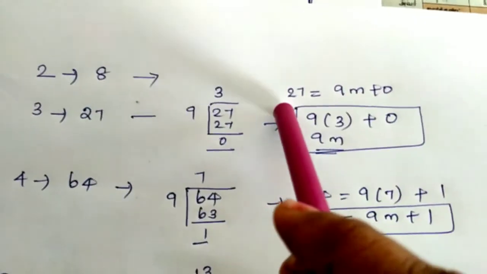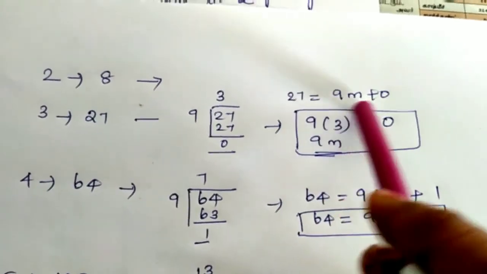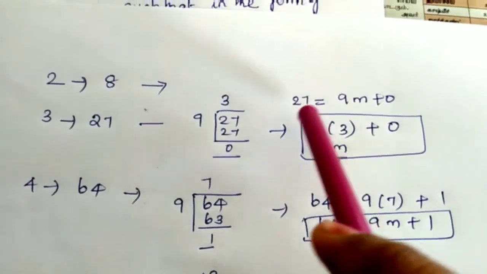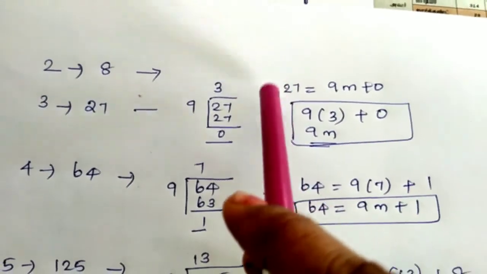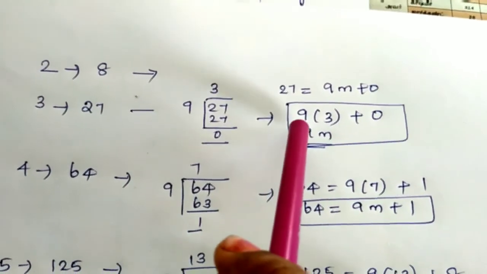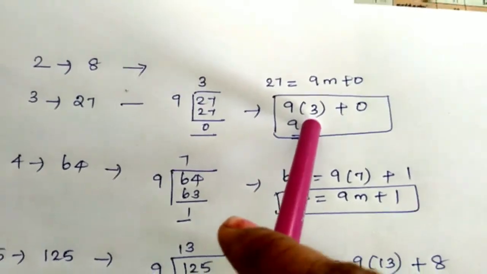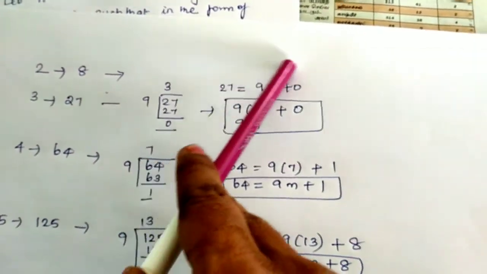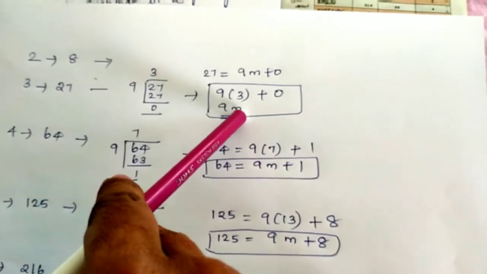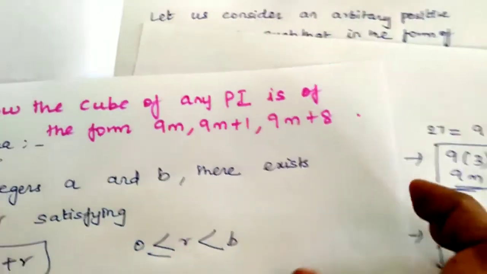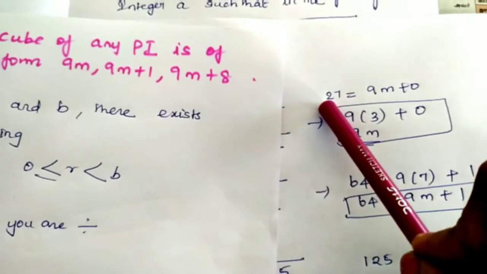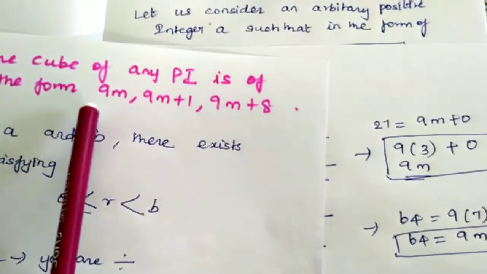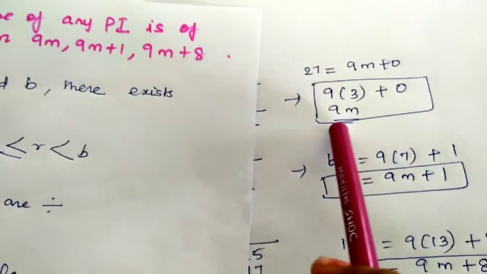See here, 27 can be written as 9 into 3 plus 0. 27 is a cube number. If a cube number is divided by 9, the quotient is 3 and the remainder is 0, which is in the form of 9m. Now the cube number is 27. If you divide the cube number 27 by 9, it is in the form of 9m. See here, I gave an example of 9m.